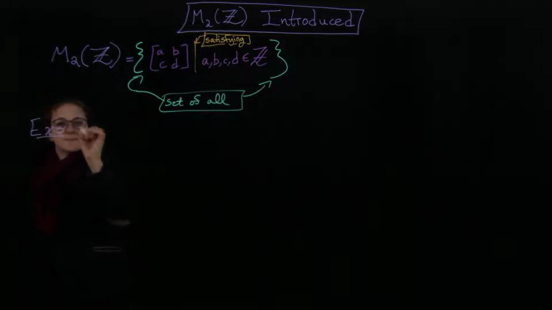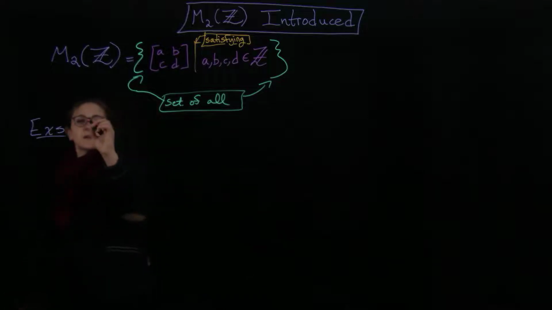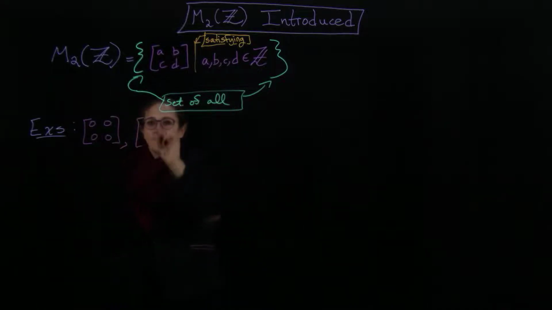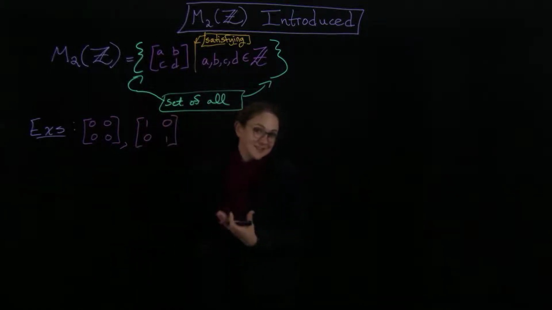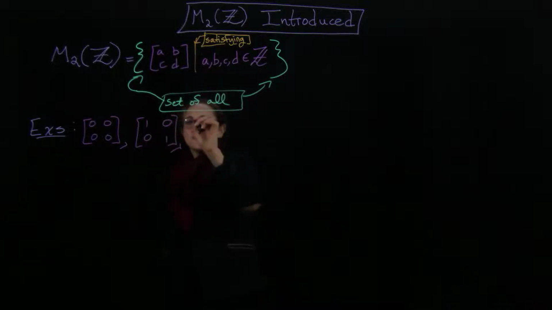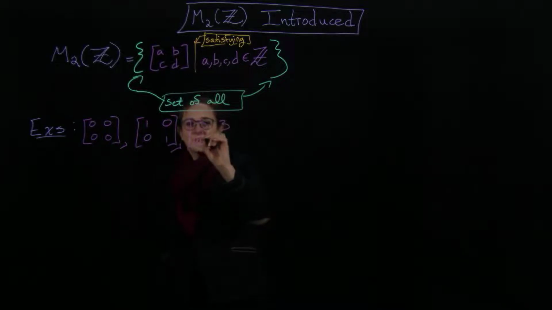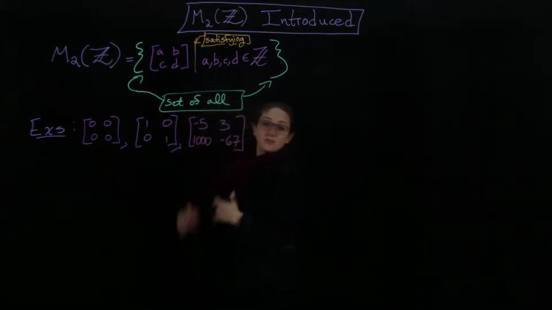Examples would be, well, one example, I want to do these in red. One example is we do have 0, 0, 0, 0. That's totally okay. We also have the identity matrix, because you multiply it by anything, it stays the same. You could have things be negative, or there's all kinds of things we can do here. You could have -5, and then 3, and then 1,000, and then -67. These are totally fine as long as they're all integers.